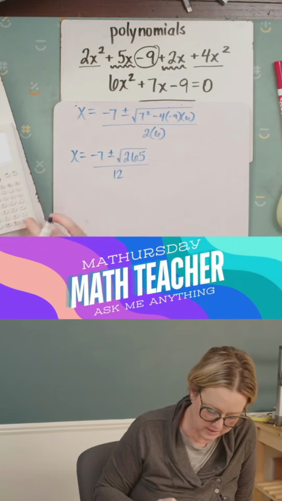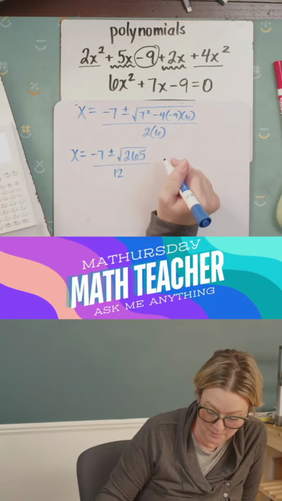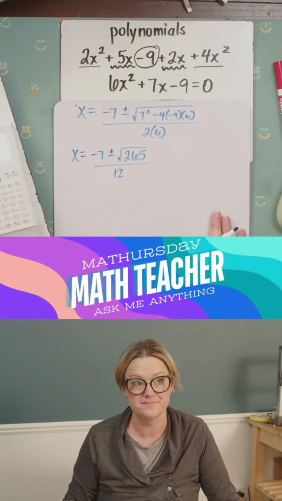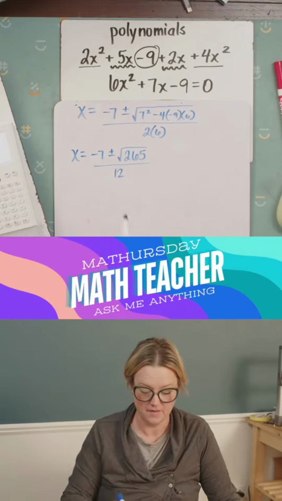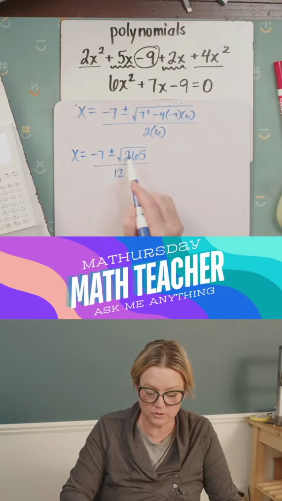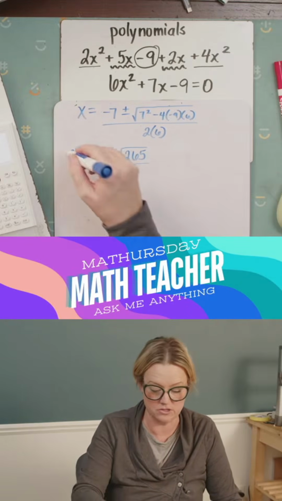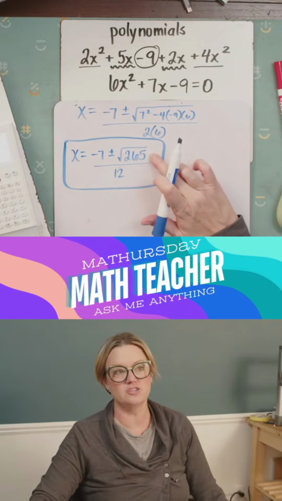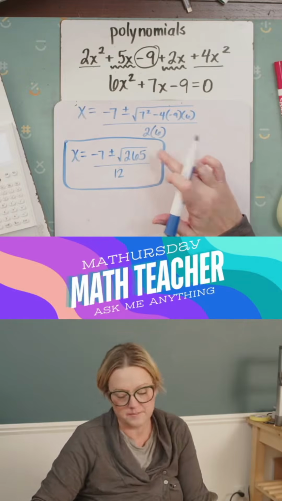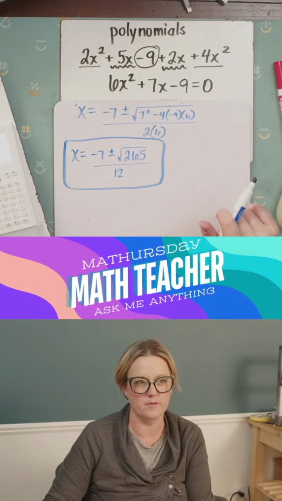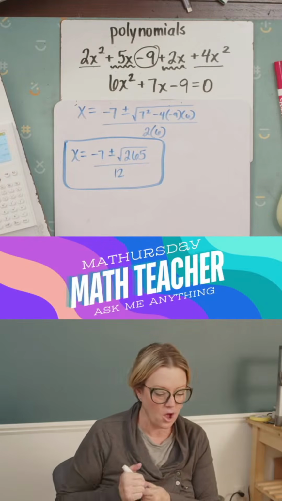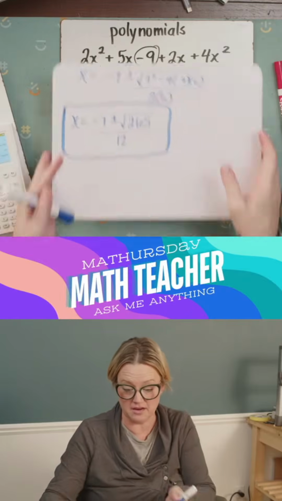Okay, so root 265. It doesn't simplify down. So actually none of this really simplifies down. So that's my solution. So negative 7 plus or minus root 265 over 12. That's my solution right there. Okay, so just looking at this, because this is an irrational number, I could not have factored this. So doing the quadratic formula was the right choice.